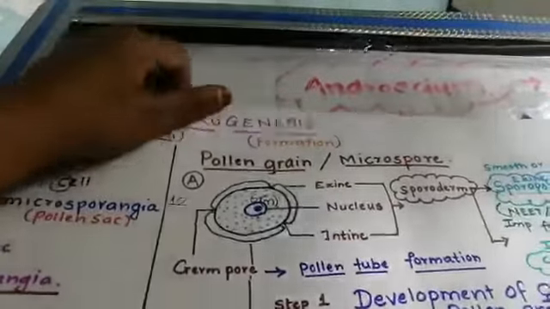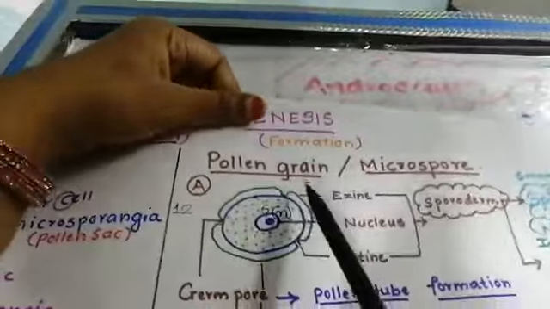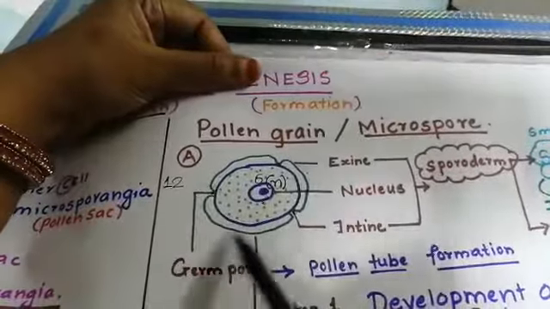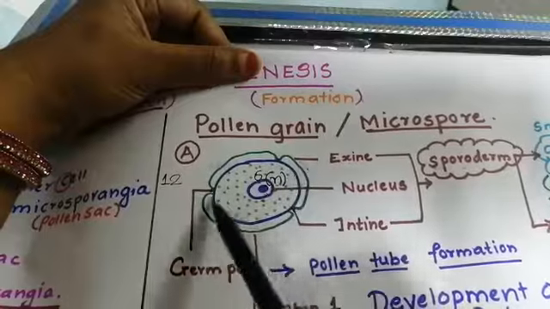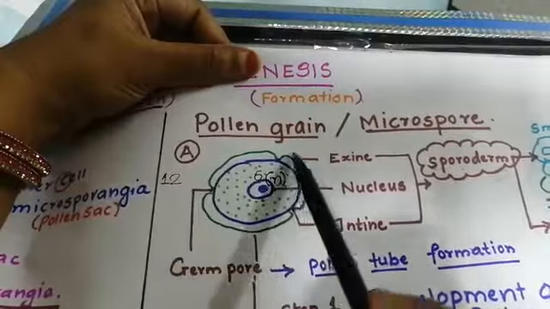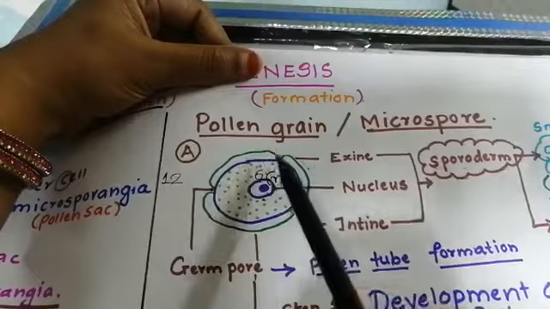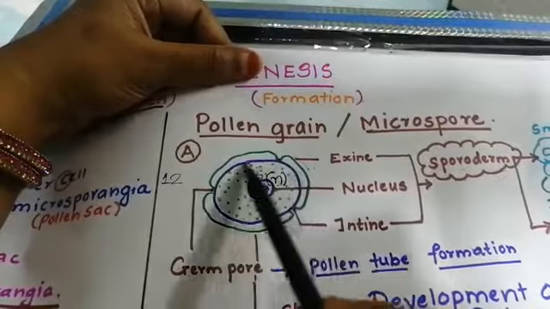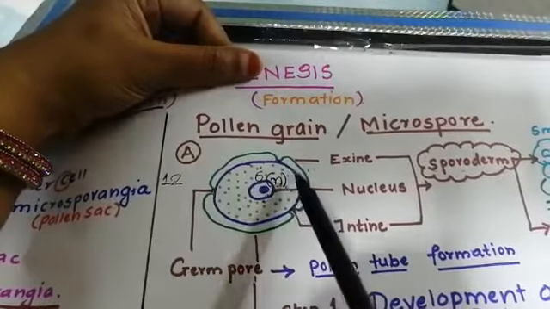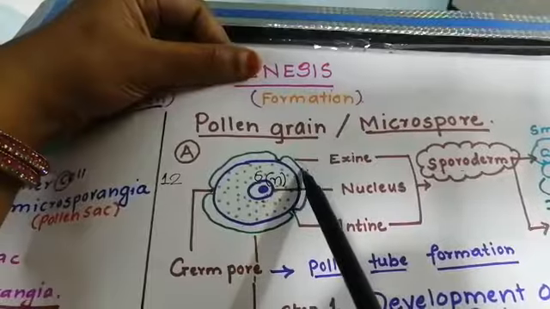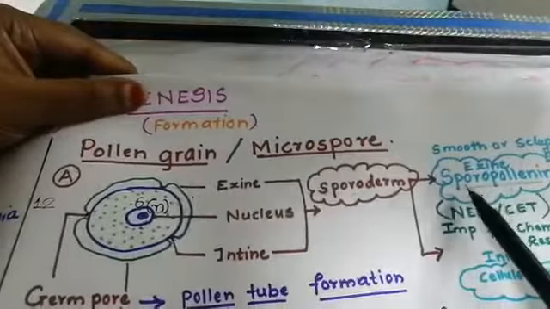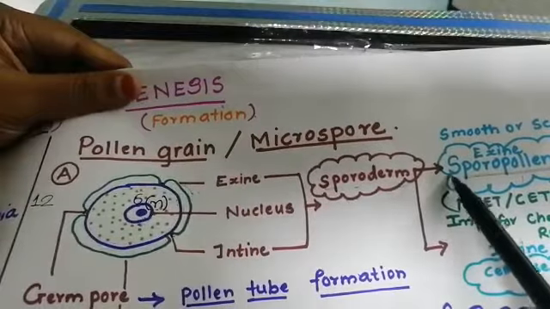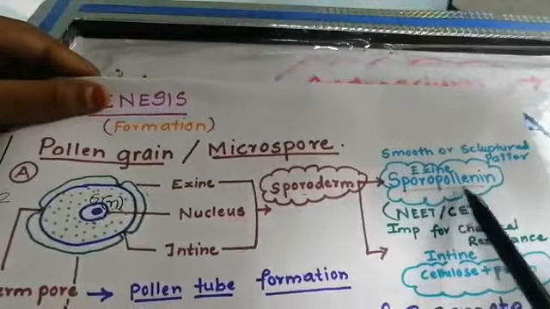Now we'll understand the structure of pollen grain. See, each pollen grain has two membranes, an outer membrane and an inner membrane. The outer membrane is called exine, whereas the inner membrane is called intine. Exine is a very hard structure. It is made up of a special type of chemical or protein called sporopollenin.